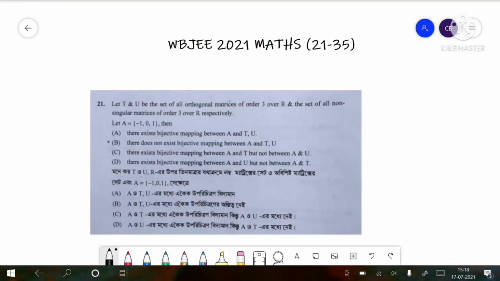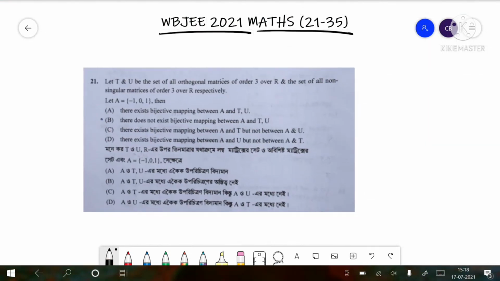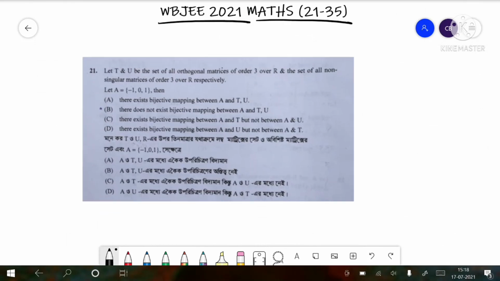So guys, my name is Arghati Borat and today I will be solving the maths questions 21 to 35 of the West Bengal Joint paper that came today. We are bringing the question paper to you as soon as possible. Hope you all performed well and let's get on with it.